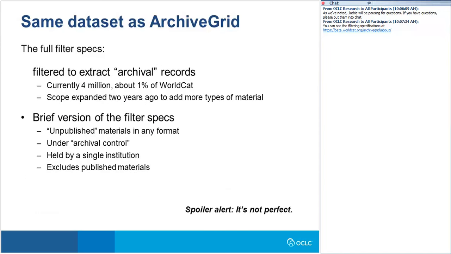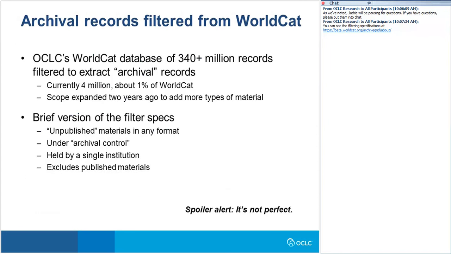I'd like to go back and highlight 2 points from the previous slide. We expanded the scope of Archive Grid and Filter 2 years ago to add more types of materials, such as visual materials, manuscript maps and some others. Those are archival materials, too. A user might reasonably be expected to think they are. And then the second point is that the filter isn't and can't be perfect.